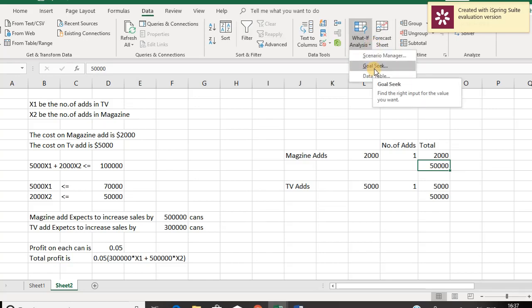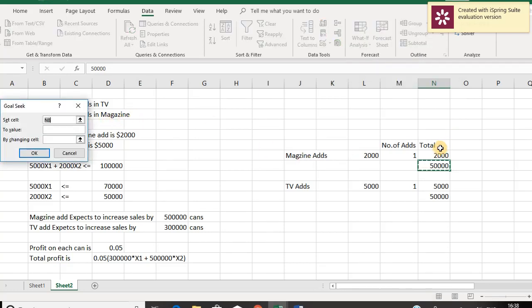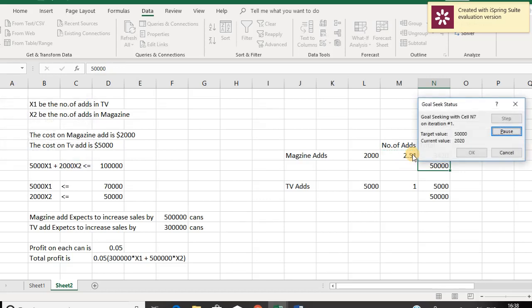In Excel, under Data, there is What-If Analysis. Go to Goal Seek and set the cell, the total amount you are going to spend, equal to 50,000 by changing the number of ads. Then you will come to know how many ads are to be made.